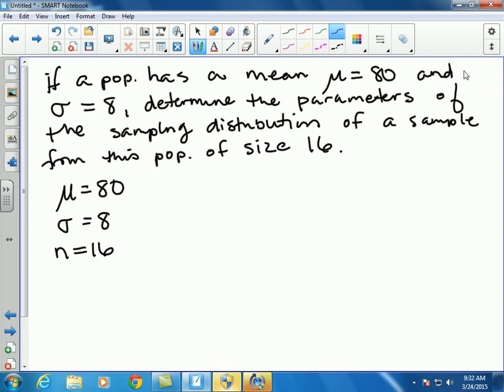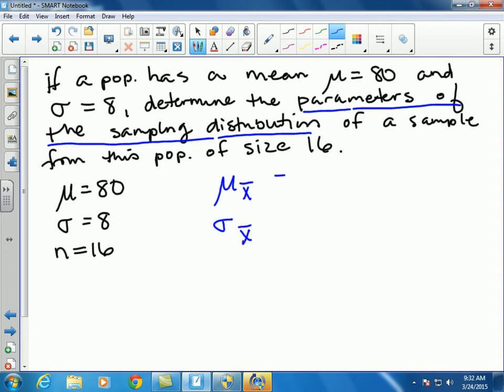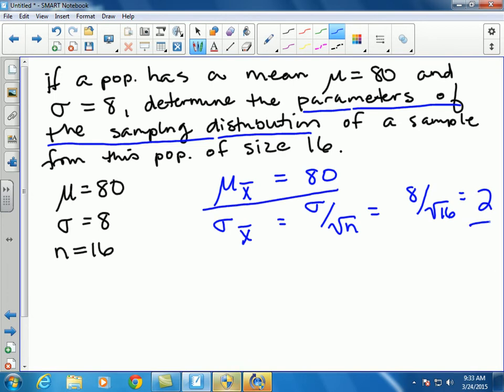So therefore, the parameters of the sampling distribution are mu of x bar, sigma of x bar. Mu of x bar is the same as the mu of the population, so it's just 80. Sigma of x bar is always equal to sigma from the population divided by the square root of n. In this case, it's 8 divided by the square root of 16, which is 8 divided by 4, or 2. So this is the mean, and this is the standard deviation of the sampling mean.